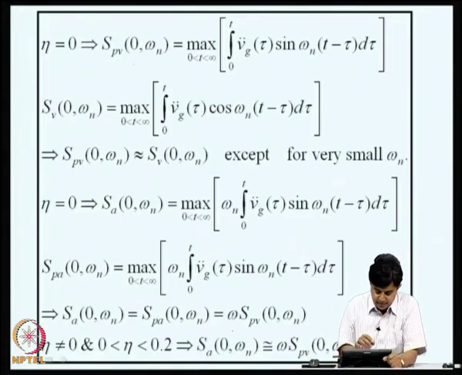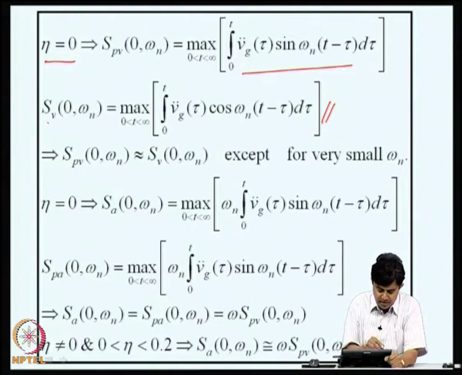We can look at this pseudo velocity and relative velocity. If we look at the value of the pseudo velocity at damping equal to 0, it will be equal to the maximum value of this integral. The terms involving damping will go to 0, this is an undamped system, and thus it will be given by this.